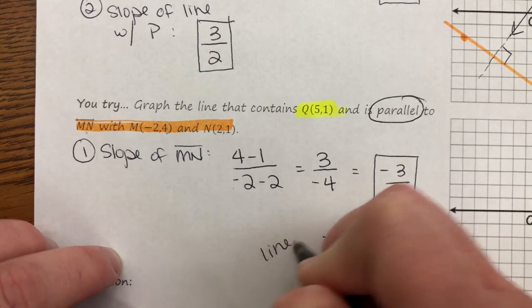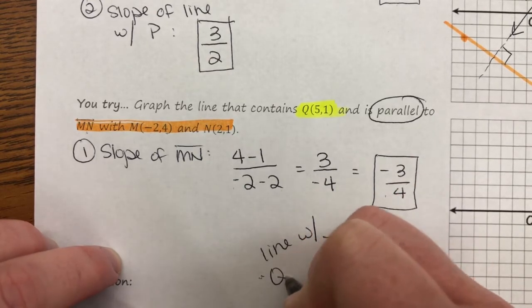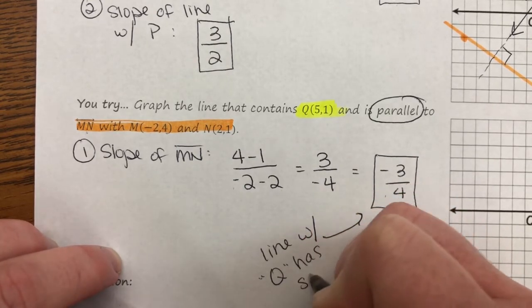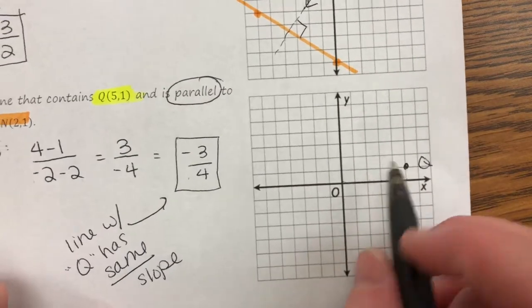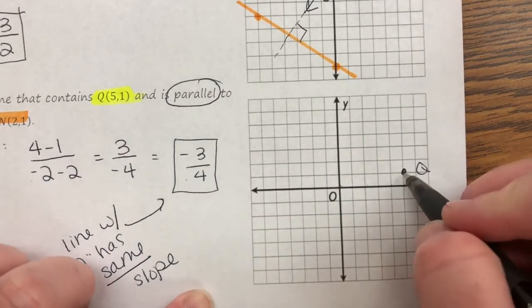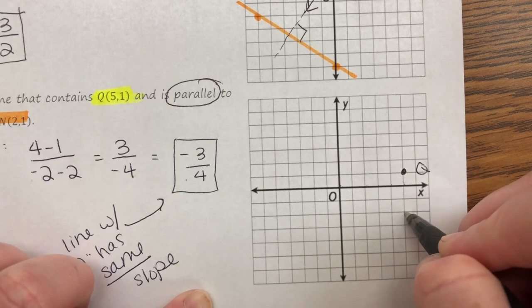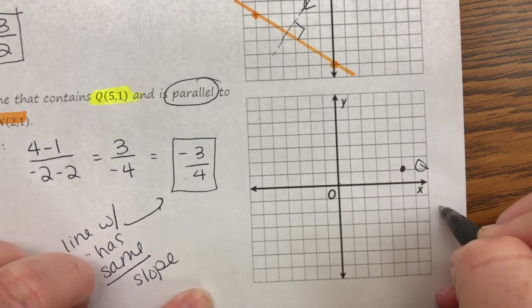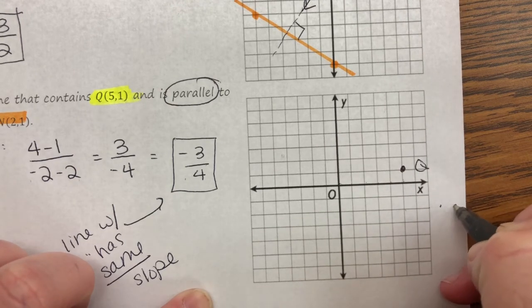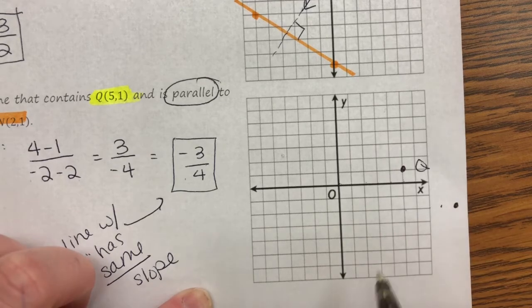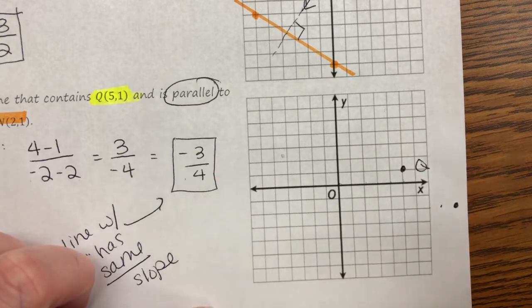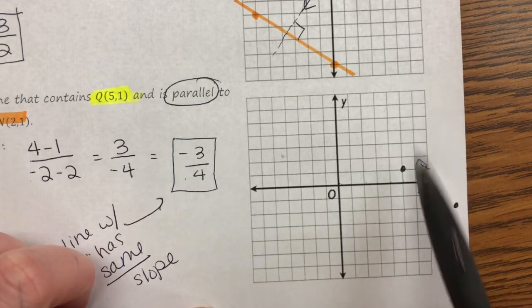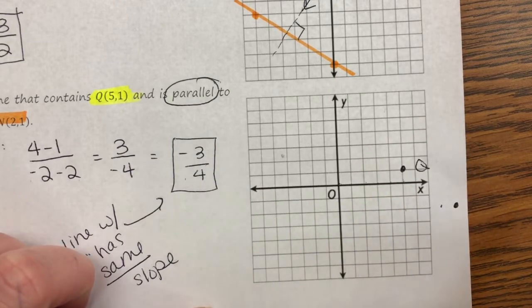So line with Q has the same slope, right? So here I have point Q. My slope is -3 over 4, so I'm going to go down 1, 2, 3, over 1, 2. We're going to kind of estimate 3, 4. It should be out here somewhere. Okay, here's a trick. You can go backwards, right? If we always move left to right, that's our slope. So the top number tells me how far to go up or down. The bottom number tells me how far to go to the right.